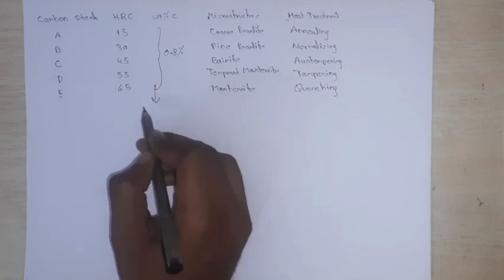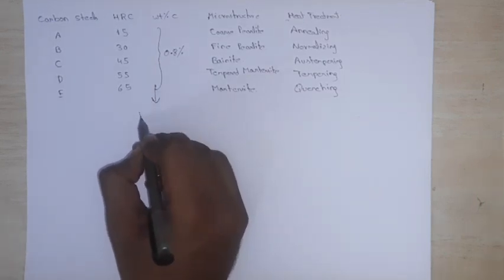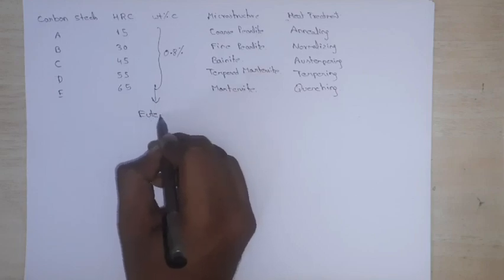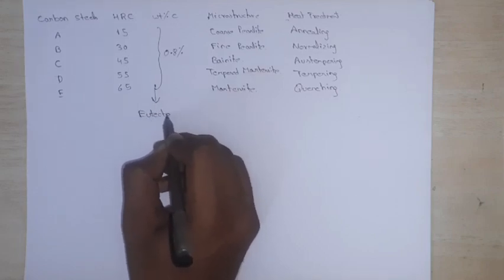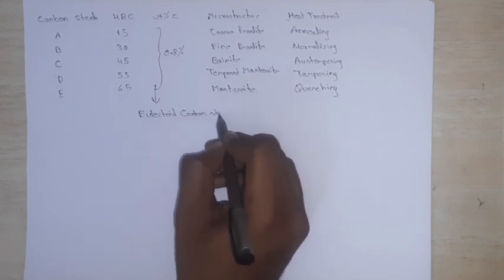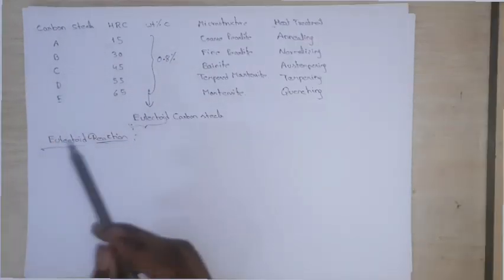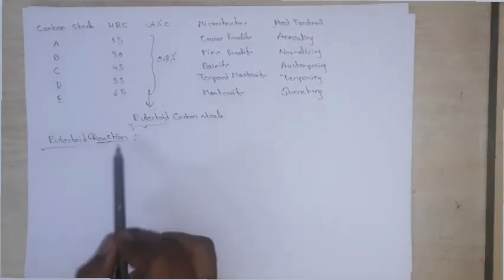Whenever we have the same composition, these carbon steels are called eutectoid carbon steels, or eutectoid steels. These carbon steels are produced by a reaction called the eutectoid reaction.